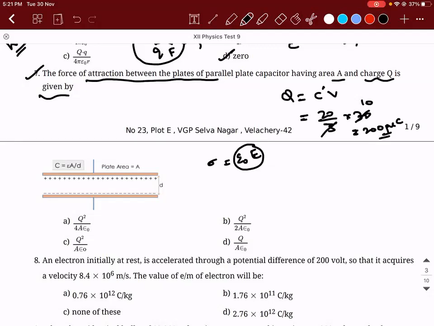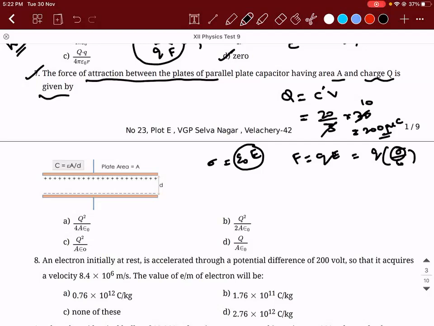So I substituted this in the formula F is equal to QE, where E is equal to sigma by epsilon naught. Q into sigma divided by epsilon naught, and sigma you wrote as Q divided by A. So you got Q square by A epsilon naught. Yes, sir.